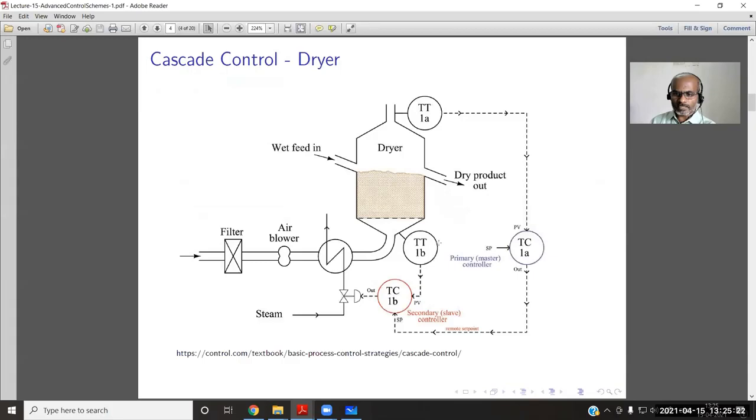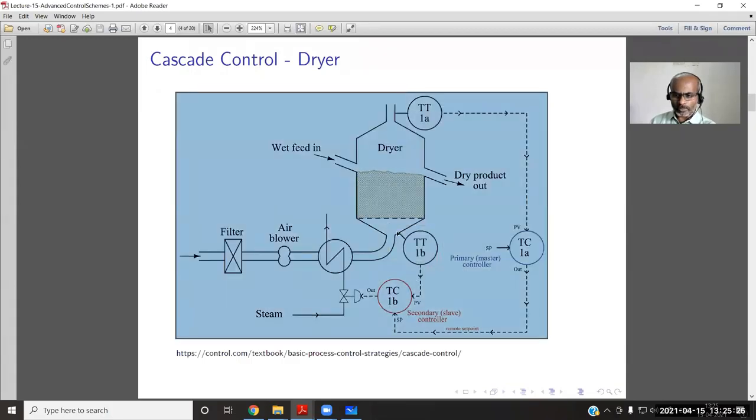Said otherwise, this is the simplest way of measurement. We can measure the inlet air temperature, whereas the outlet air temperature will be delayed. This air has to pass through and dry the materials, and whatever time that needs is actually a delay. It is giving a delayed measurement.